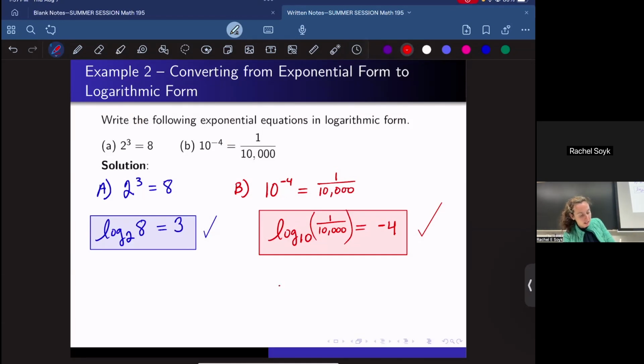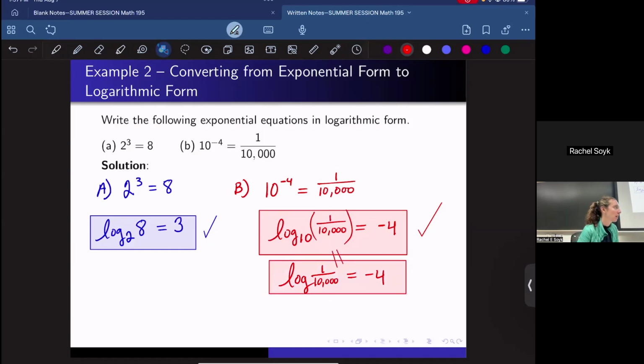So common log base 10, you would have log of 1 over 10,000 equals negative 4, but these both mean the same exact thing. Anytime there's no base represented, your base is always 10 in those examples. So if you see a question and there's no little exponent on the bottom, then you know automatically it's base 10.